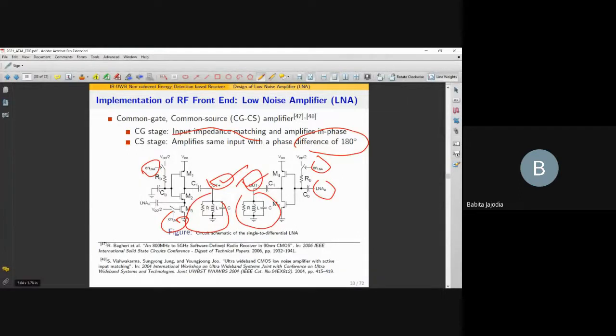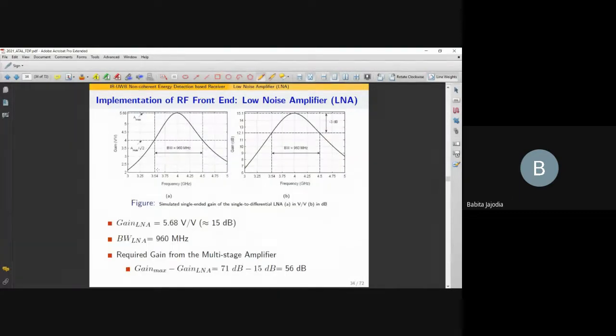Yeah, somewhat we have taken the reference from these two papers, 2006 and 2004, and we have tried to do it in 180 nanometer technology. Okay, so how we started doing this, right? As I mentioned, this is the result for the LNA. The bandwidth, 960 megahertz, we got it, right?